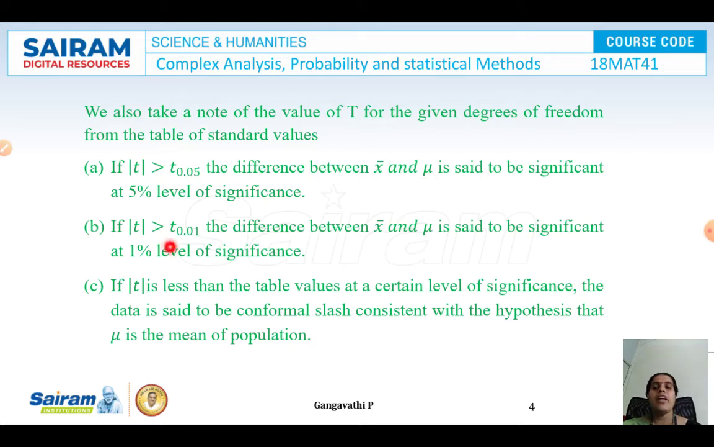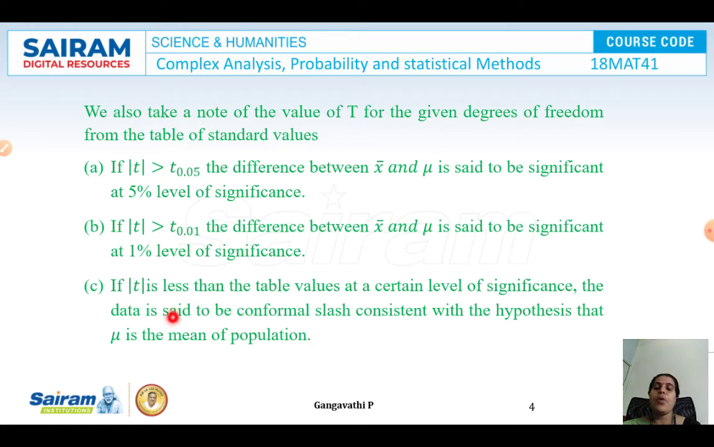The same applies at the 1% level of significance. If the evaluated value is more than the tabulated value at the 1% level of significance, then the difference between the sample mean and the population mean is said to be significant at the 1% level of significance. So this is at 5% and this is at 1%.